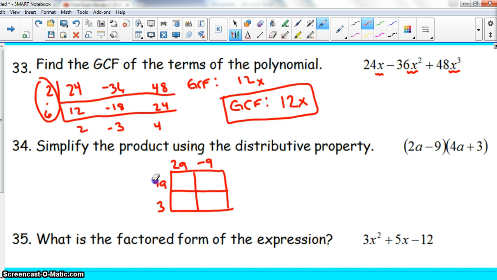And I distribute. 4 times 2 is 8a to the second. A lot of people forget that to the second power. When we multiply, our exponents change. 4 times negative 9 is negative 36. A lot of people forget that tag along of an a. 3 times 2 is 6a. 3 times negative 9 is negative 27. Well, then you combine your like terms, and you end up with 8a squared minus 30a minus 27.